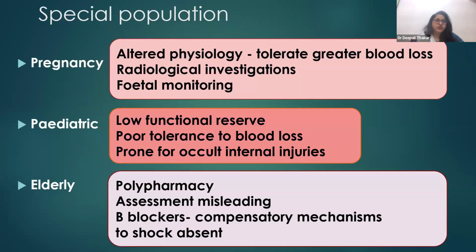So coming to special population, I'm not going into details of it, but we have to remember we do get patients in all these categories. Pregnant patients with head injury, motorbike accidents, whenever they present to you, you have to know that there is an altered physiology. They may tolerate initially greater blood loss, but it is at the cost of maternal and fetal problems. Radiological investigations, when you are doing, you have to be careful about whether the female is in the childbearing age group or she is pregnant, then you have to be watchful about that.